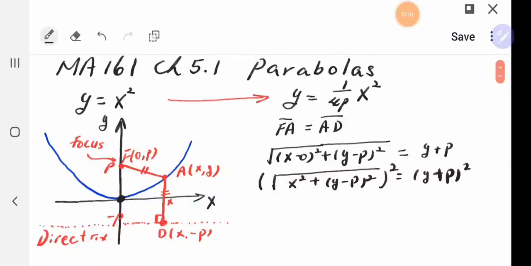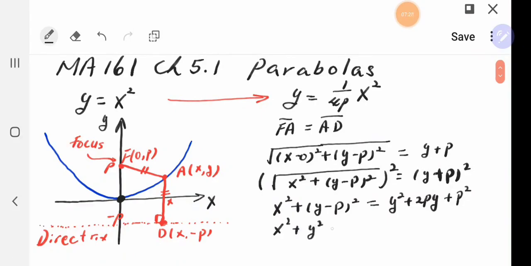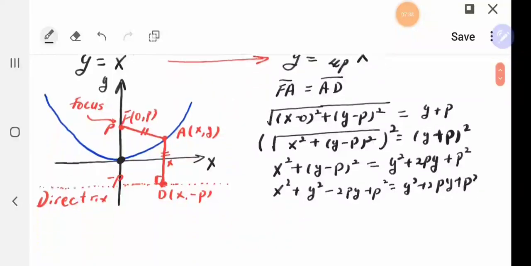Square each side, then you can get rid of the square root. So we have the expression inside the parenthesis, inside the square root symbol. The right side is y squared plus 2py plus p squared. The left hand side is x squared plus y squared minus 2py plus p squared. So that is equal to the right side; write it again and simplify this.